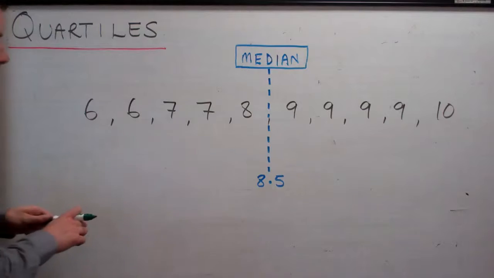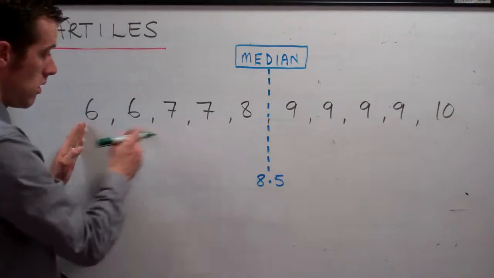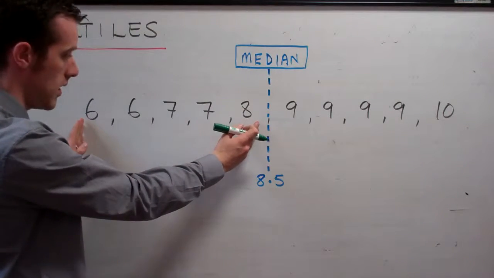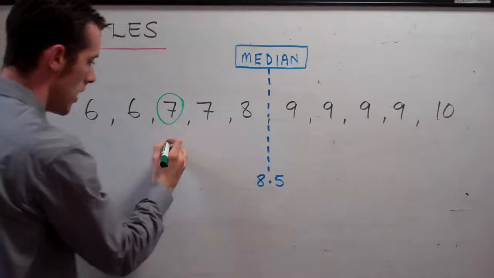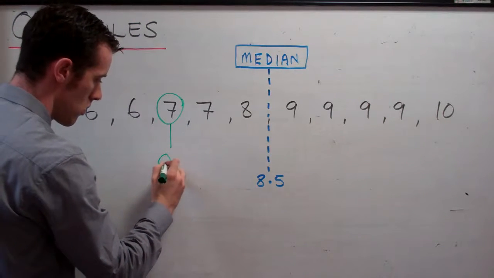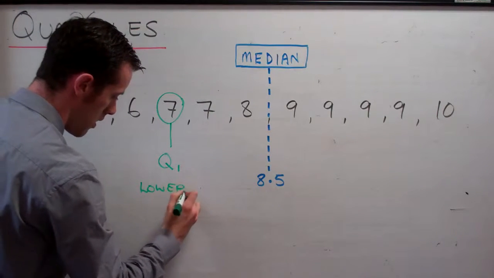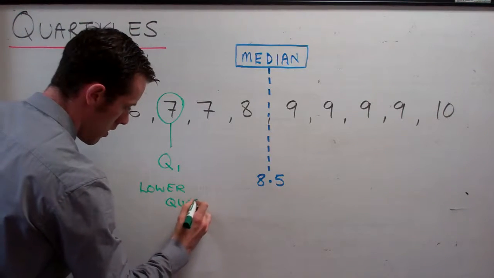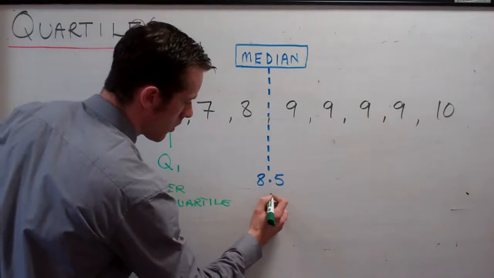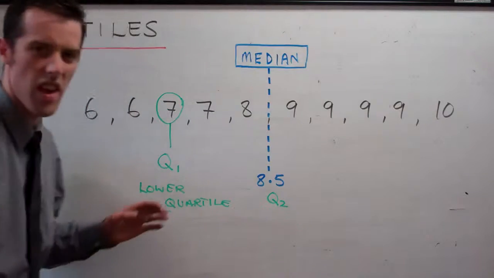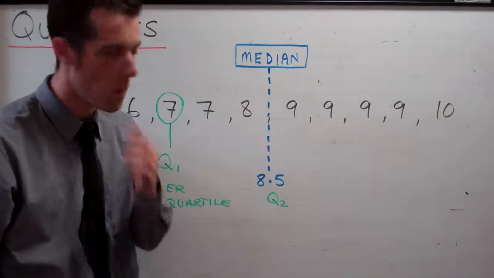So, if we're going to half this data set again, what number is in the middle of this part of the data? Well, it's 7. And we call that Q1, or the lower quartile. We call this one Q2. It's like the second quarter, so if you think about 2 quarters, that's the same as a half. So we call the median Q2.